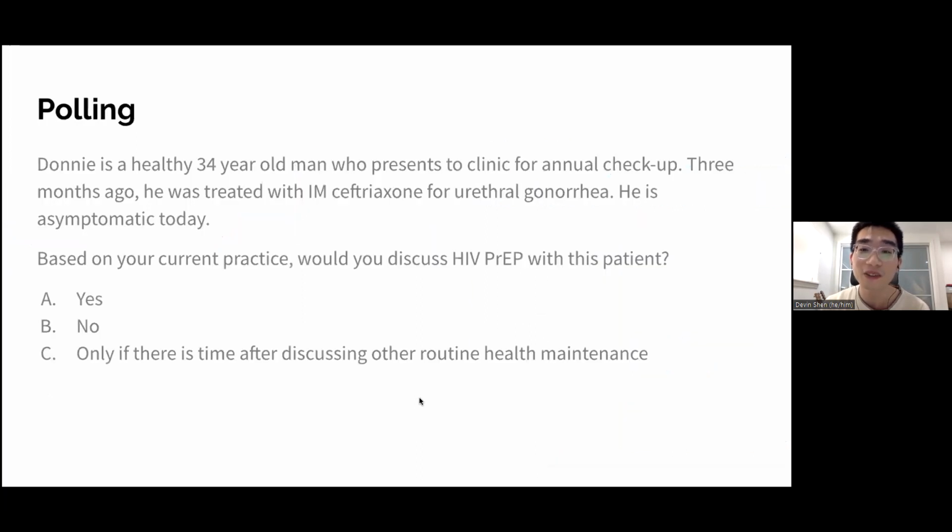So I just wanted to now change gears and see what the group would do in this situation. So we have Donnie. He's a healthy 34-year-old man who presents to clinic for an annual checkup. And 3 months ago, he was treated with ceftriaxone for urethral gonorrhea, and he's asymptomatic today. And based on your practice, would you discuss HIV PrEP with this patient? If we could launch the poll.